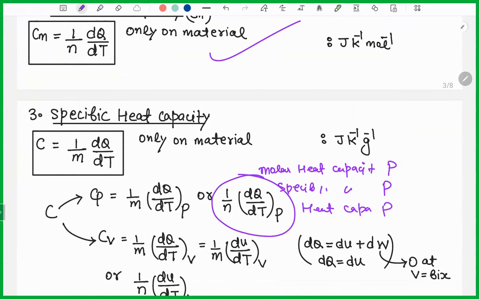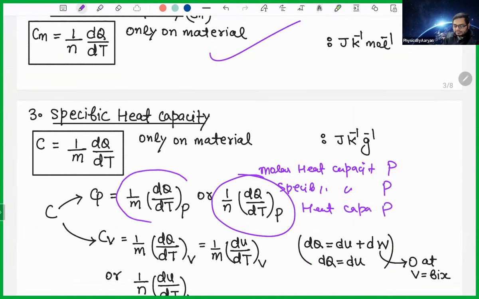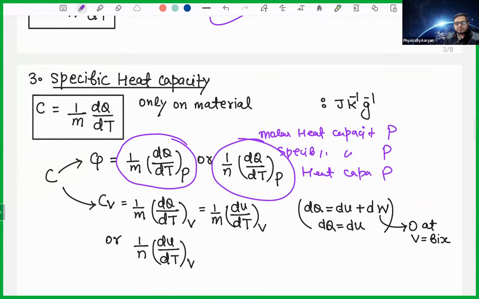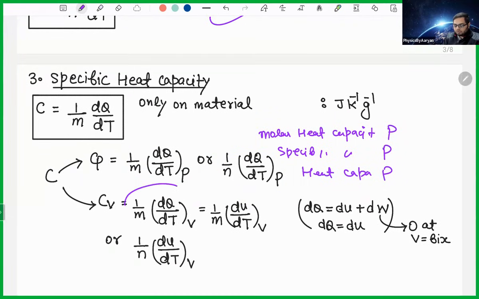Yes. Everyone? Yes. And what is this then? Is this specific heat capacity at constant pressure? Because in this you are dividing by mass. So this is specific heat capacity at constant pressure. So you can define any of them, even specific heat capacity at constant pressure, and molar specific heat at constant pressure. You can do the same thing for volume also. So I'm defining specific heat capacity at constant volume: 1 by m dq by dt at constant volume.